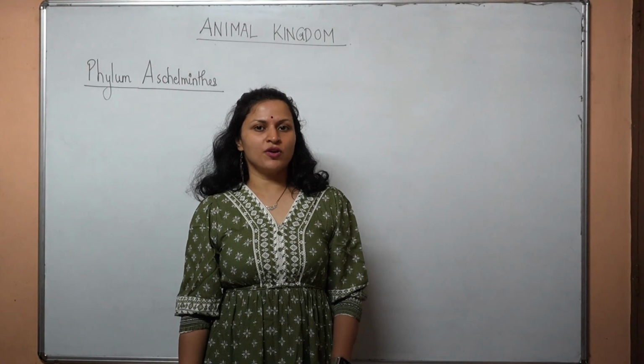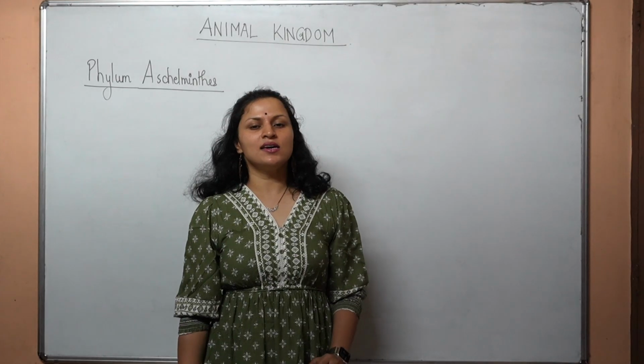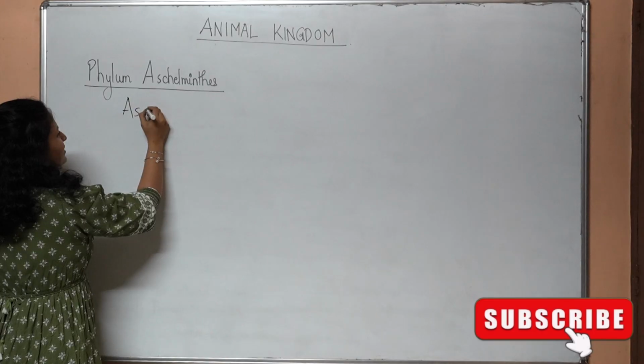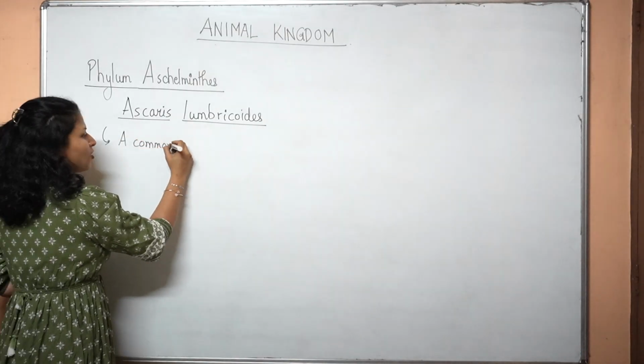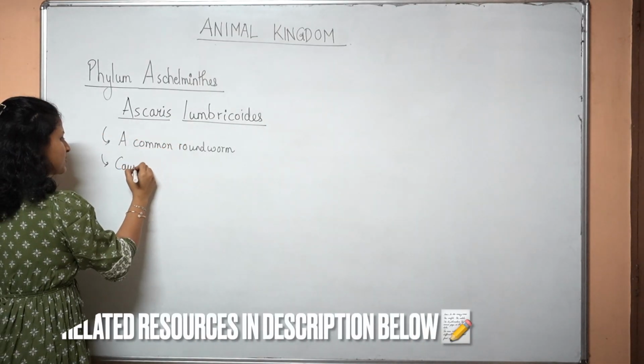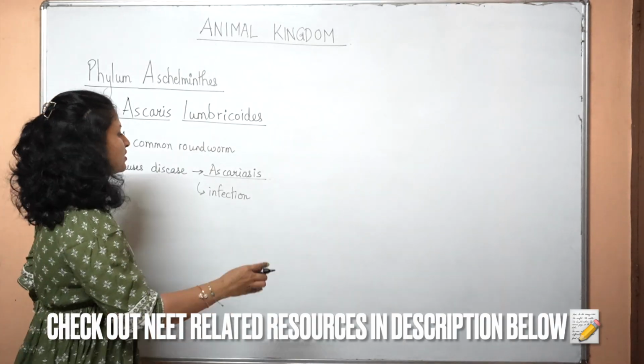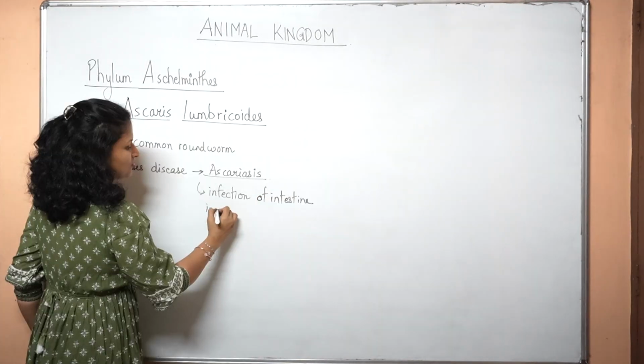Students, we are on Phylum Aschelminthes, and in this lecture we are going to look at one of the important Aschelminthes, that is Ascaris lumbricoides, that causes the disease Ascariasis in humans. Ascaris lumbricoides, which is a common roundworm, causes the disease Ascariasis, which is the infection of the intestine in children.